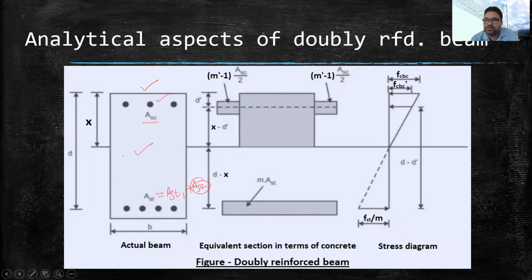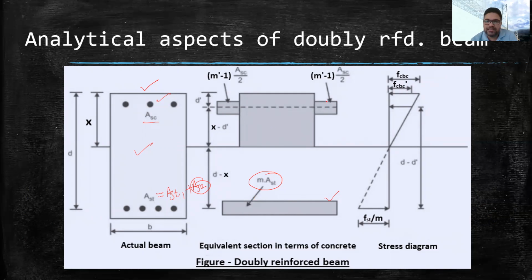Now, for our analytical aspect, we try to generalize this actual beam. In the case of singly reinforced beam also, we try to replace the actual steel bar by the equivalent area of concrete. There you can see the area of steel is replaced by the equivalent area of concrete, by multiplying the modular ratio with the area of steel in tension. So this is the equivalent area of concrete in terms of steel.